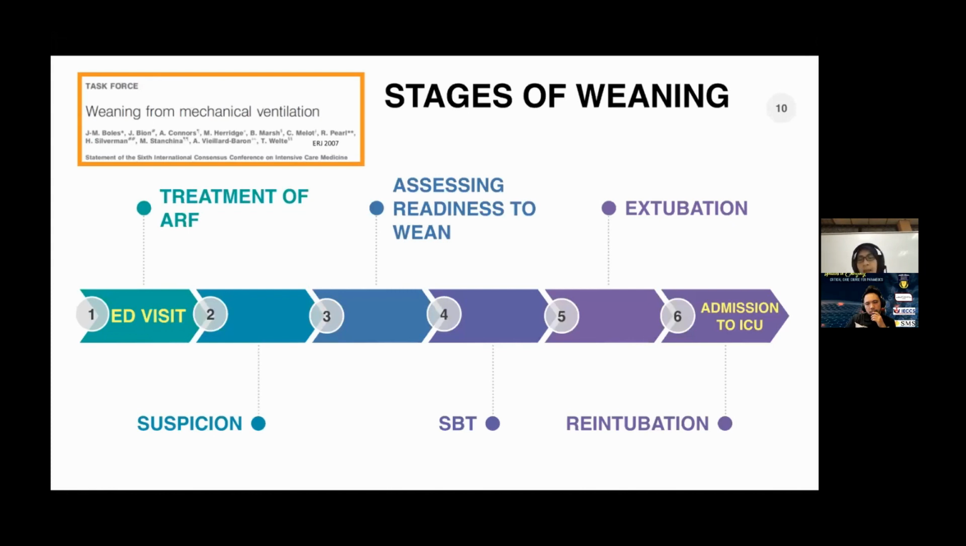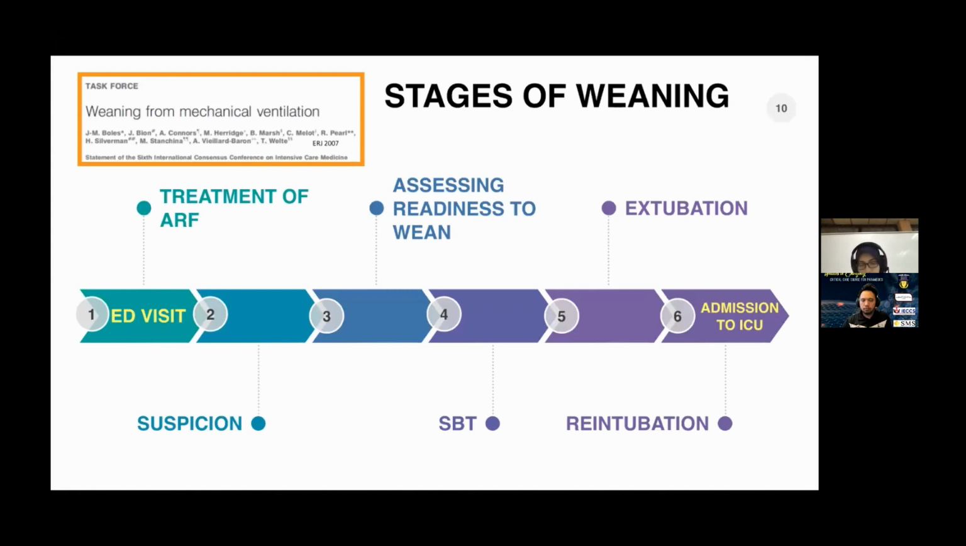And then the last step is reintubation. This is basically a failure of all the stages of weaning. So if you already went into this reintubation, it means that throughout the whole five stages the patient was not selected properly, or is not ready to be weaned yet, or the patient has some form of failure or increase in the parameters during the spontaneous breathing trial period, so should not have been extubated.